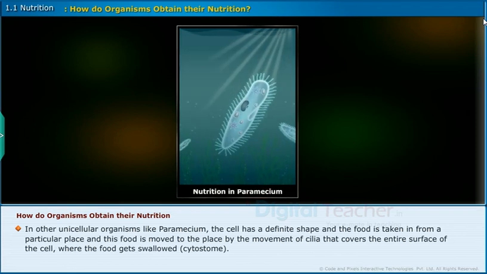In other unicellular organisms like Paramecium, the cell has a definite shape and the food is taken in from a particular place, and this food is moved to the place by the movement of cilia that cover the entire surface of the cell, where the food gets swallowed. Let us learn in detail about parasitic nutrition in Cuscuta.